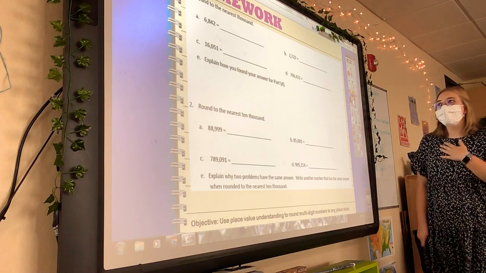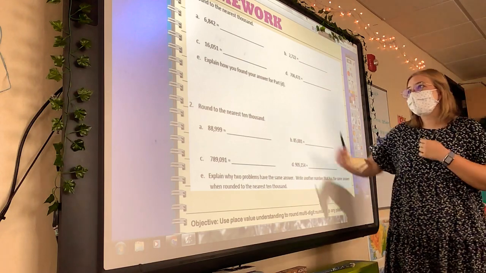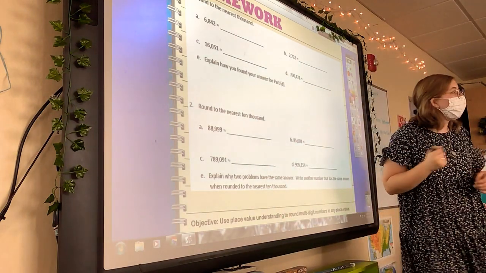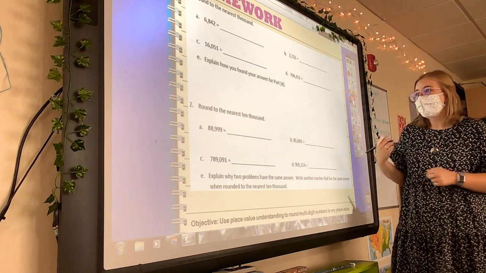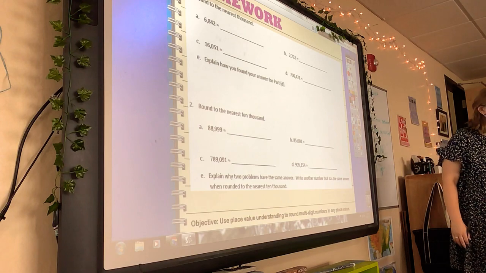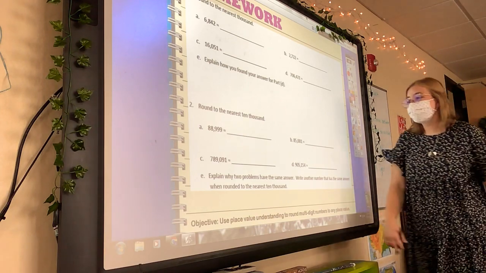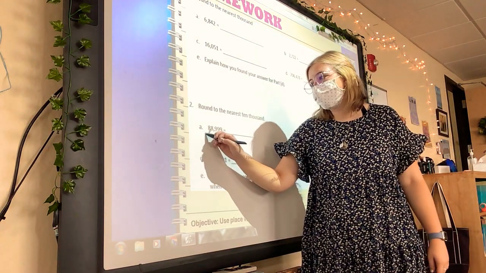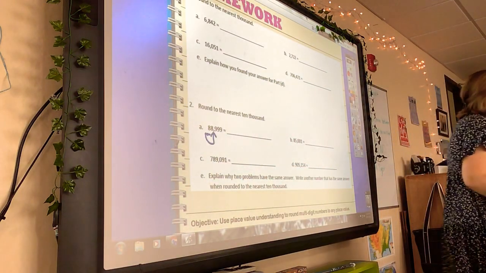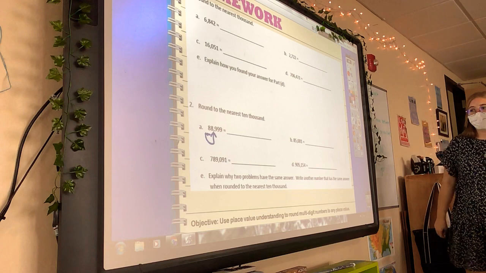All right. And then for E, it says explain how you found your answer in D. Just explain what you did. Then on 2, you're rounding to the nearest 10,000. So you're looking at what digit is in the 10,000s place, and then looking over to the right, and that's going to tell you whether it goes up or down. Okay.